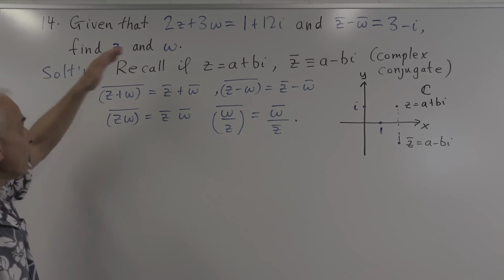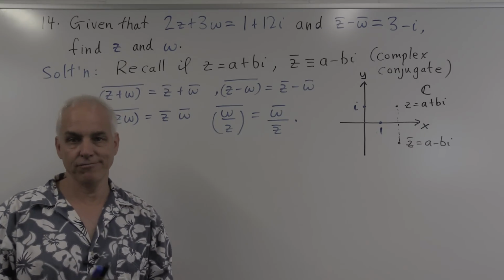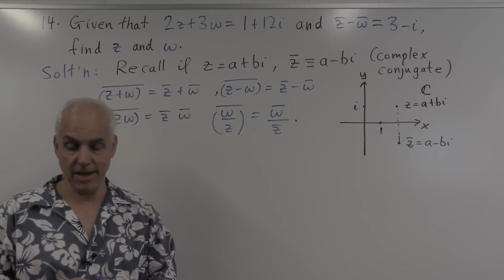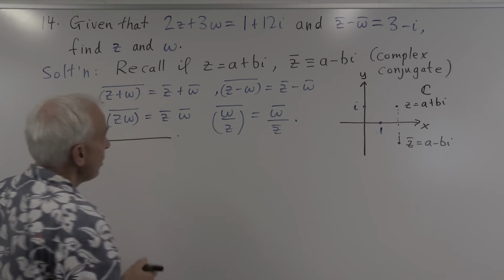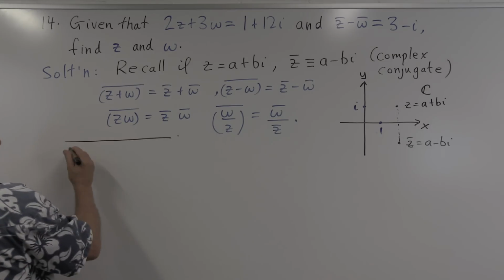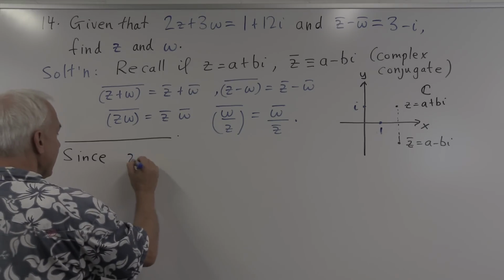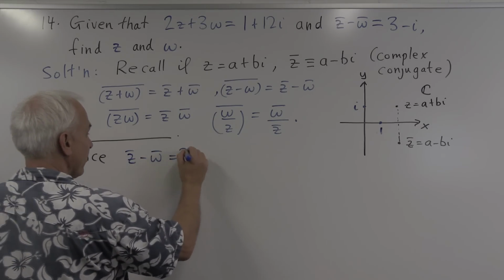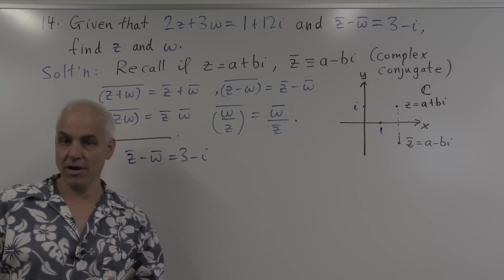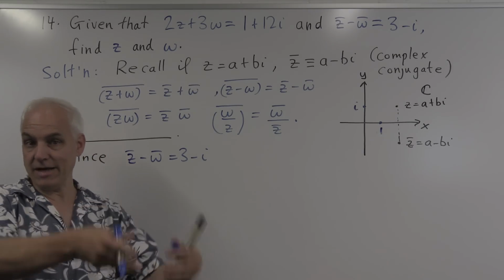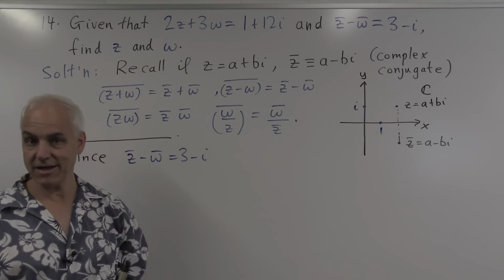Okay, so now we can go to our problem and ask, how are we going to take these two equations and manipulate them so that we can get z and w? Well, since z bar minus w bar equals 3 minus i, that's an equation involving z bar and w bar. We would rather have an equation involving z and w, because then we could combine that with the equation that we already have involving z and w.